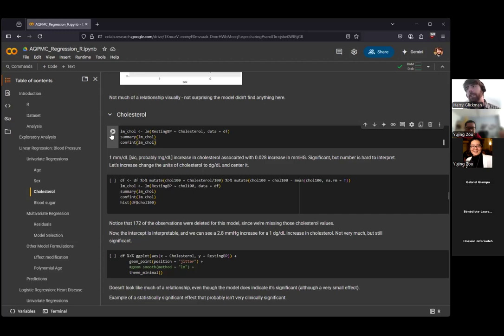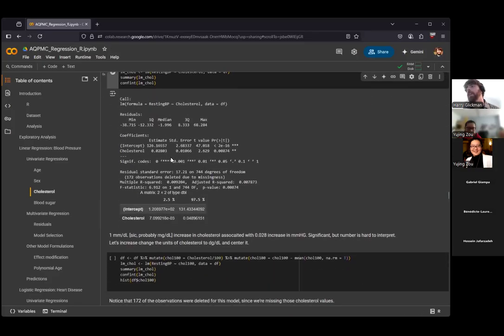Now let's do cholesterol. Same, same. We're going to be making a new formula. Resting blood pressure is a function of cholesterol. We're going to get the outputs. So, looking at the slope parameter, it's telling us that there's a 0.03 increase in millimeters of mercury per 1 unit increase in our predictor. And it's telling us that this is a significant relationship with a p-value of 0.009 and with a 95% confidence interval that doesn't overlap zero.